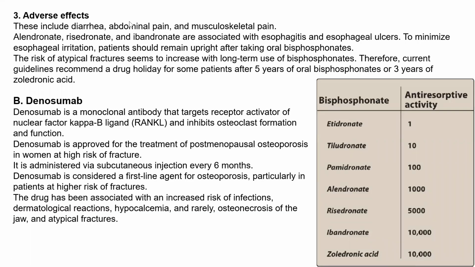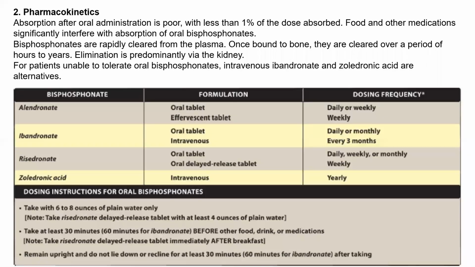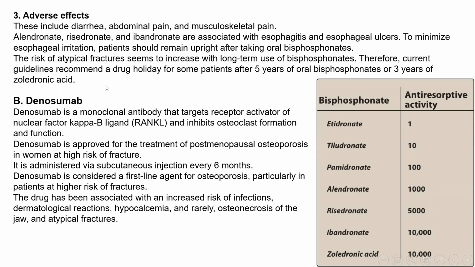For adverse effects, we have gastrointestinal adverse effects such as diarrhea and abdominal pain, in addition to musculoskeletal pain. With alendronate, risedronate, and ibandronate, there is an increased incidence of esophagitis and esophageal ulcer. So the first 3 points that we talked about are important to prevent these adverse effects. A patient should be told to stay in the upright position, drink plenty of water, and space these drugs from other medications over time.